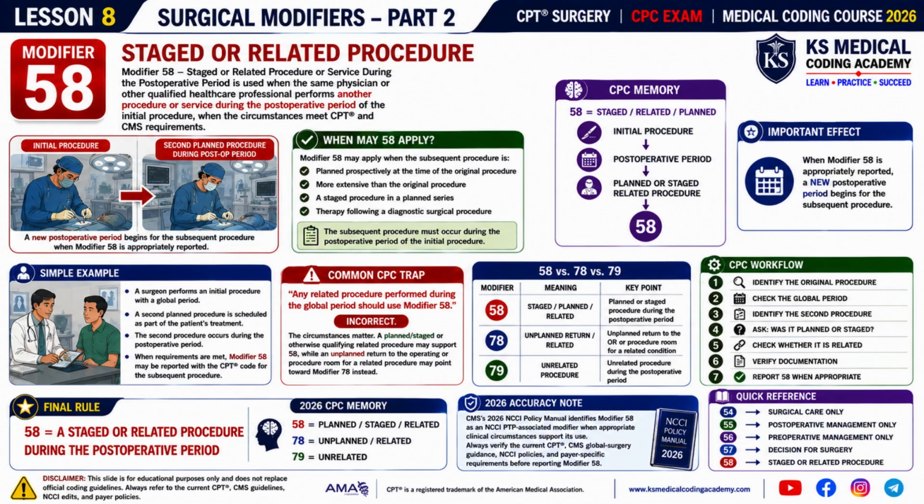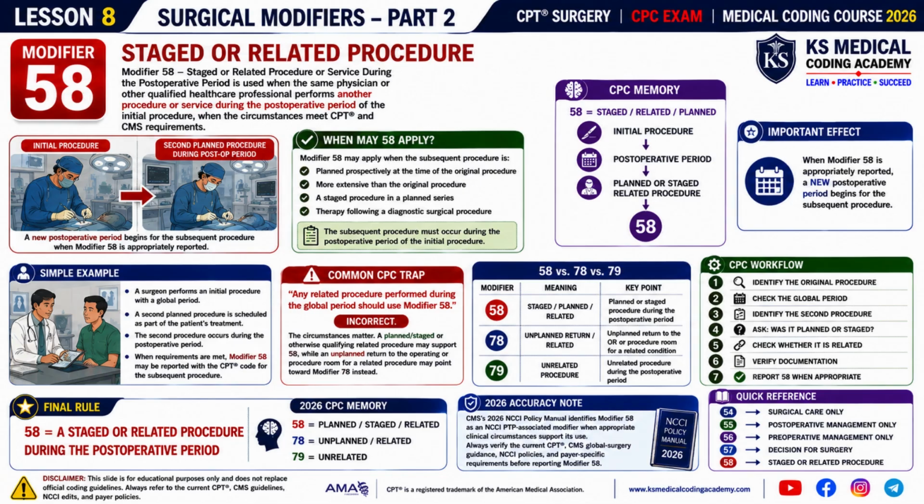For example, a surgeon performs an initial procedure, and a second procedure is planned as part of the patient's treatment and occurs during the postoperative period. When Modifier 58 is appropriately reported, a new postoperative period begins for the subsequent procedure. Here's the common CPC trap. Any related procedure performed during the global period should use Modifier 58. That's incorrect. The circumstances matter. A planned or staged related procedure may support Modifier 58, while an unplanned return to the operating or procedure room for a related condition may point toward Modifier 78. And remember, 58 equals staged, planned, related. 78 equals unplanned, related. 79 equals unrelated.